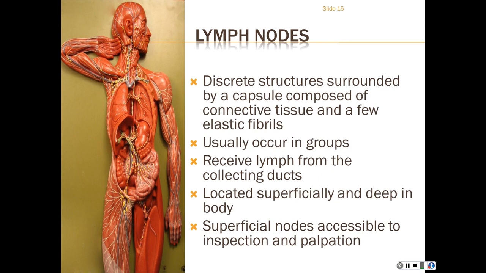All right. Lymph nodes are discrete structures surrounded by a capsule and composed of connective tissue and a few elastic fibers. Usually they appear in groups. They receive the lymph from collecting ducts. They are located superficially and deep in the body. Superficial nodes are accessible to inspection and palpation.